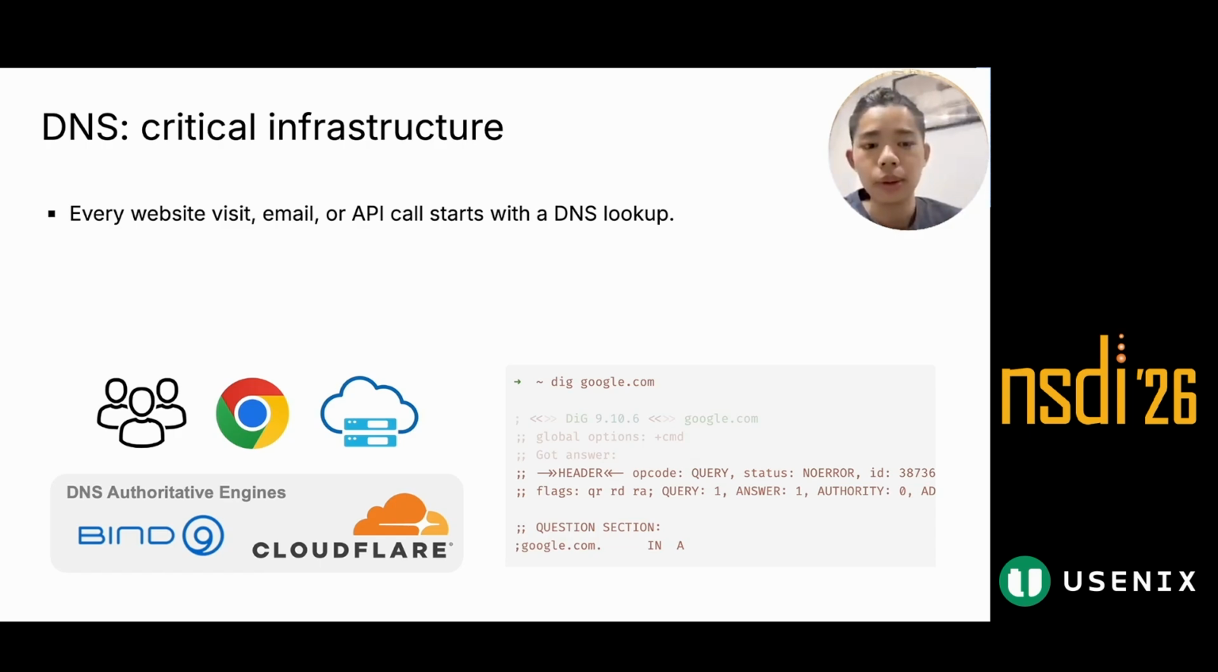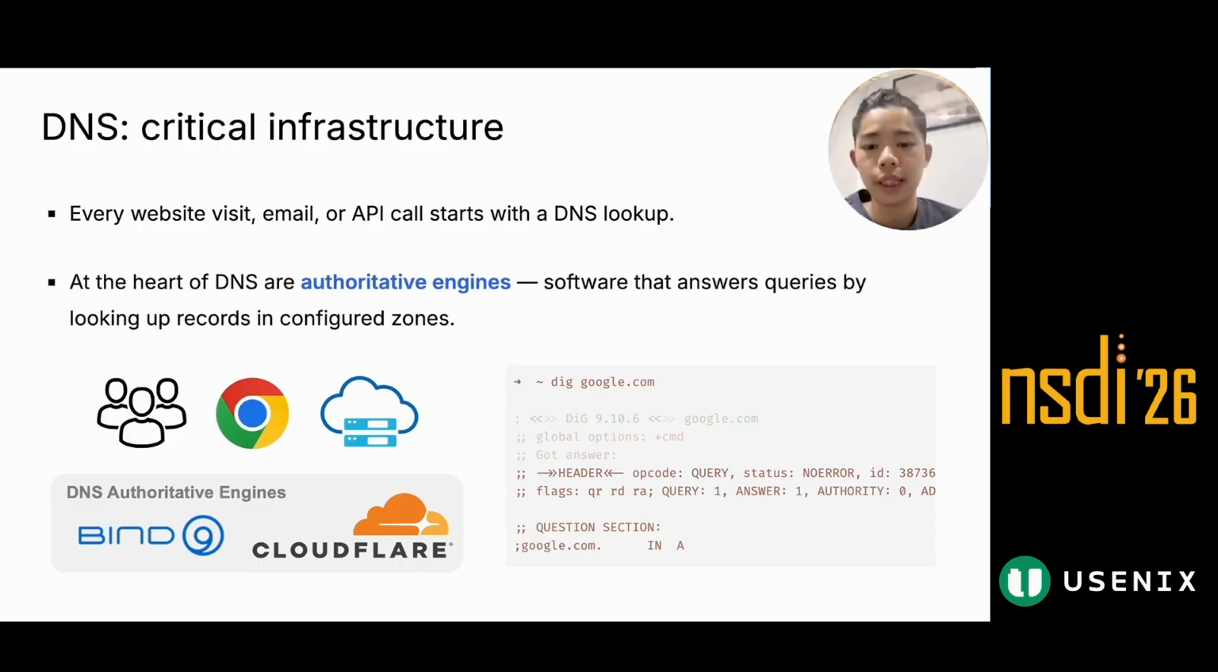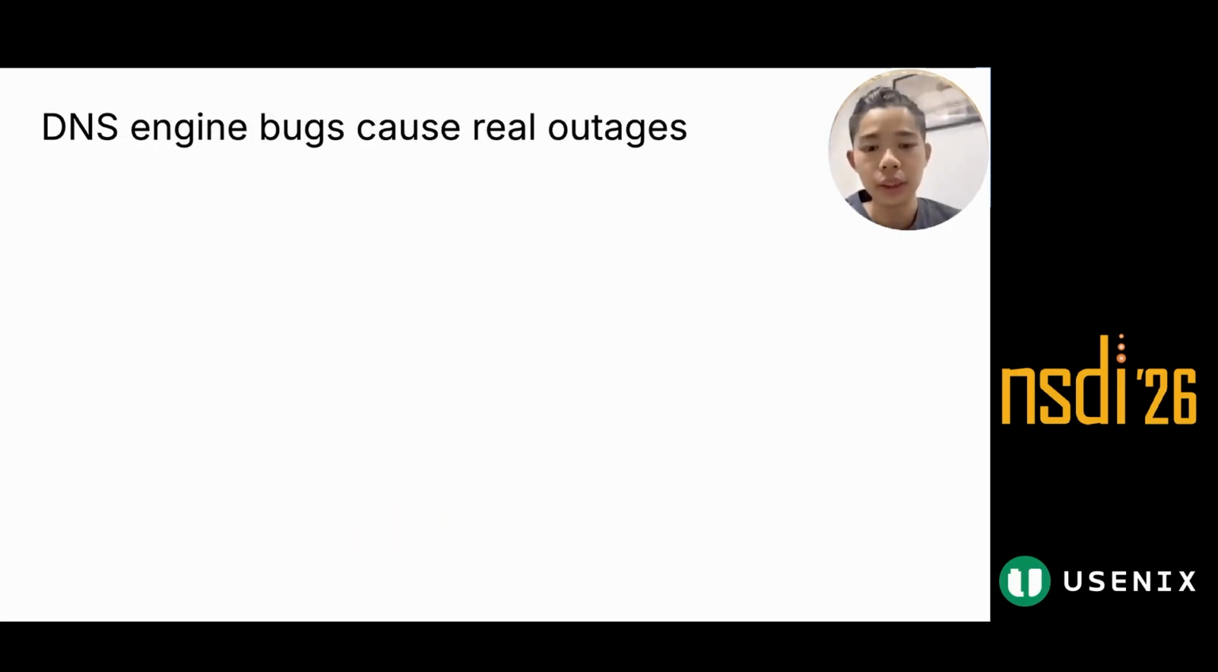DNS is one of the most critical pieces of internet infrastructure. Every time you visit a website, send an email, or connect to any online service, a DNS lookup happens first. At the heart of DNS are authoritative engines, the software that answers queries by looking up records in configured zones. And when these engines have bugs, the consequences are severe.